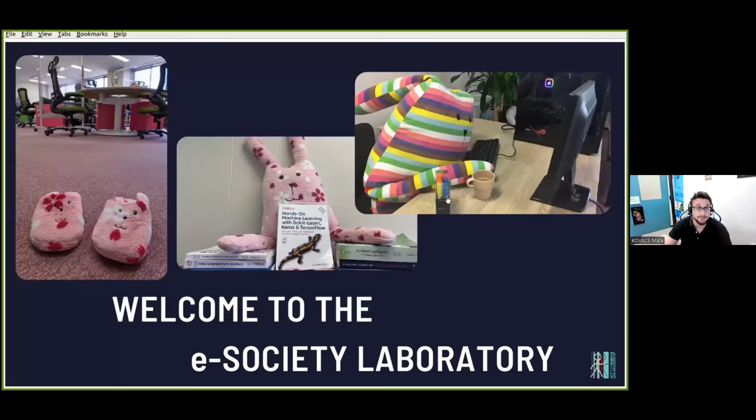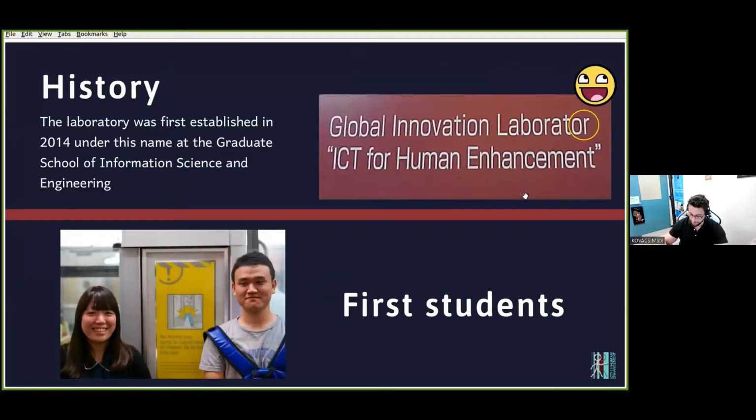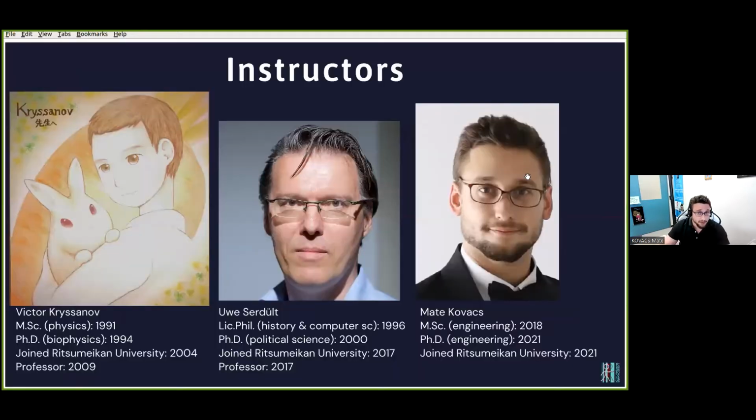Okay. So welcome to the eSociety laboratory. As you can see, besides students, rabbits are also hardworking members of our laboratory. The laboratory was actually established in 2014, but at that time its name was Global Innovation Laboratory. There are 3 instructors involved with the lab: Professor Viktor Krisanov, who is the head of the laboratory, Professor Sherdult, who is a professor at both Ritsumeikan University and the University of Zurich, and finally myself, and I joined the lab as an instructor in 2021.